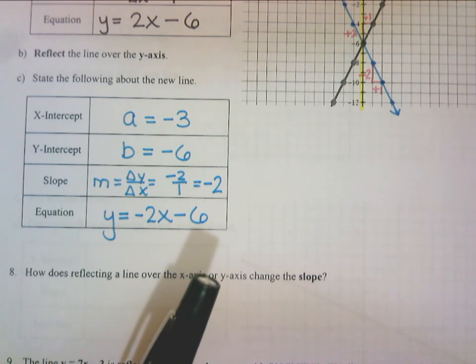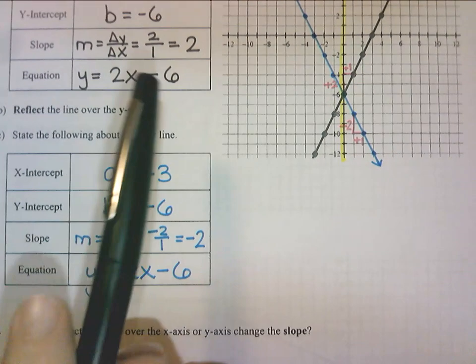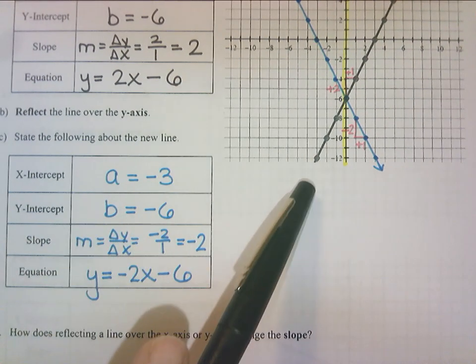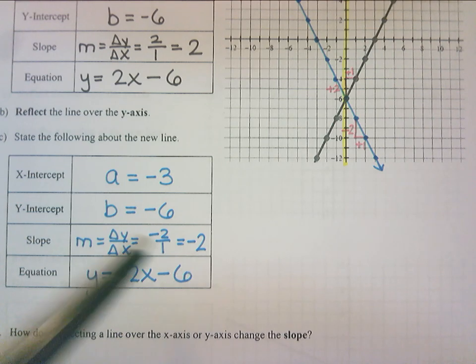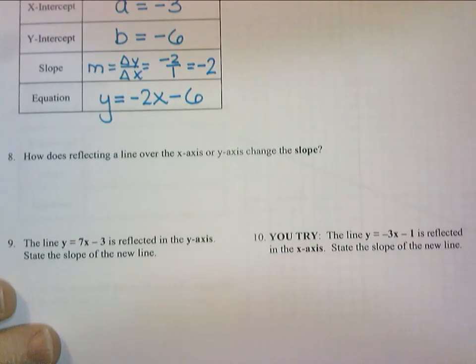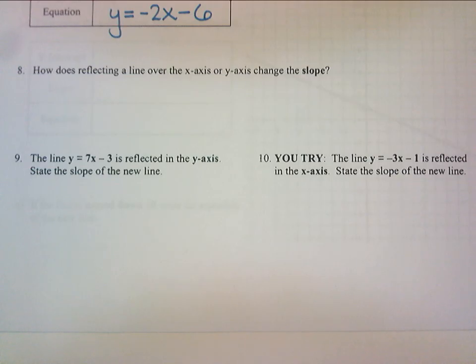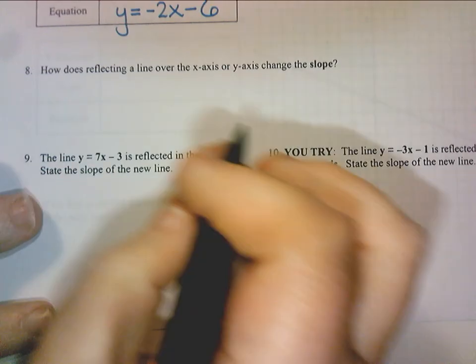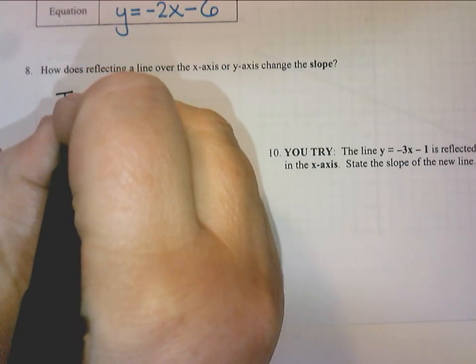When we reflected it over the y-axis, our original slope was +2, and our slope of the new line was -2. So when we reflect a line over the x-axis or the y-axis, it doesn't matter, the slope is going to change its sign. So if it's positive, it will become negative. If it's negative, it will change to positive. So how does reflecting the line over the x or y-axis change the slope? The sign of the slope changes.